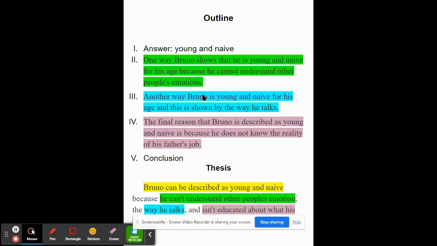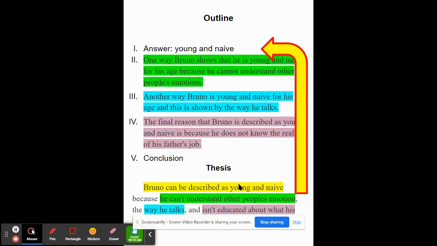And you see how the green there, I've highlighted it in green so that you can see the connection. The way he talks, and so that's the reference there, and isn't educated about what his father's job is, and you see that connection there. So you see the answer, young and naive, and then you see in order Roman numeral 2, Roman numeral 3, Roman numeral 4 reflected in the thesis statement.